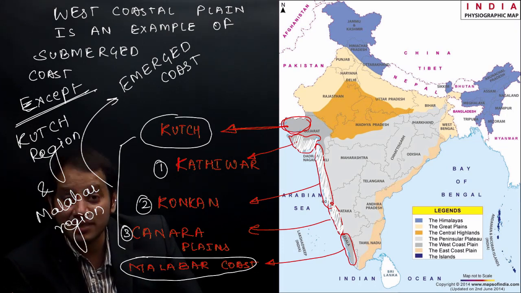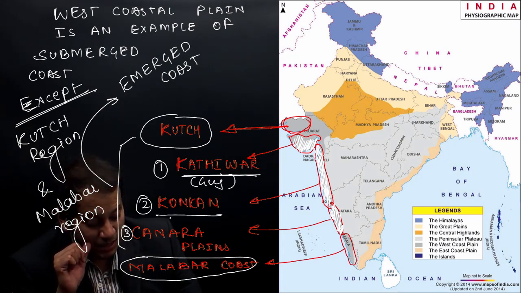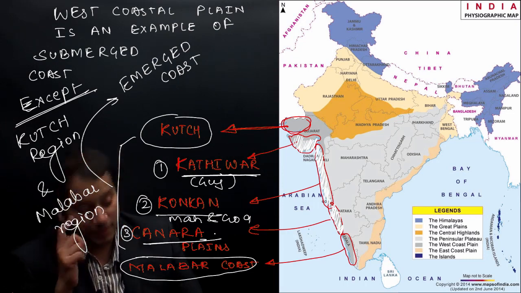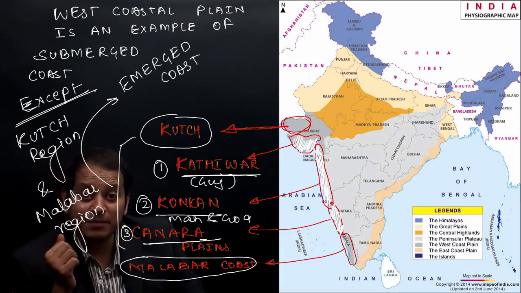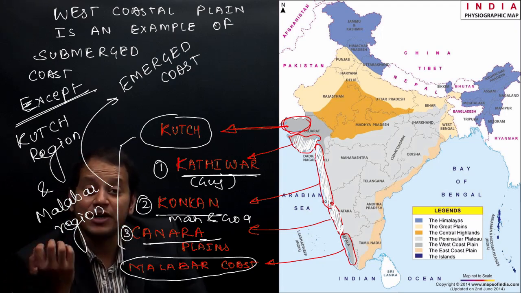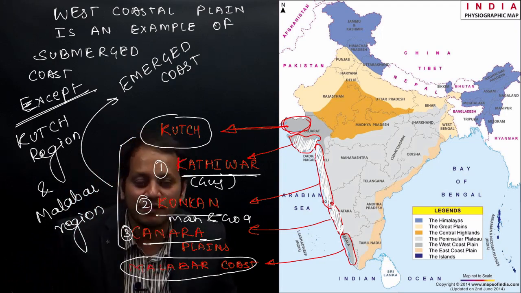Kathiawar region, which state? Gujarat. Konkan region, which state? Maharashtra and Goa. And Kannara plains, which state? Karnataka. This Kannara plains lies in the state of Karnataka. So therefore, because Kerala is an example of an emerged coastline, you will find numerous lagoons in Kerala which are famous as the backwaters of Kerala.